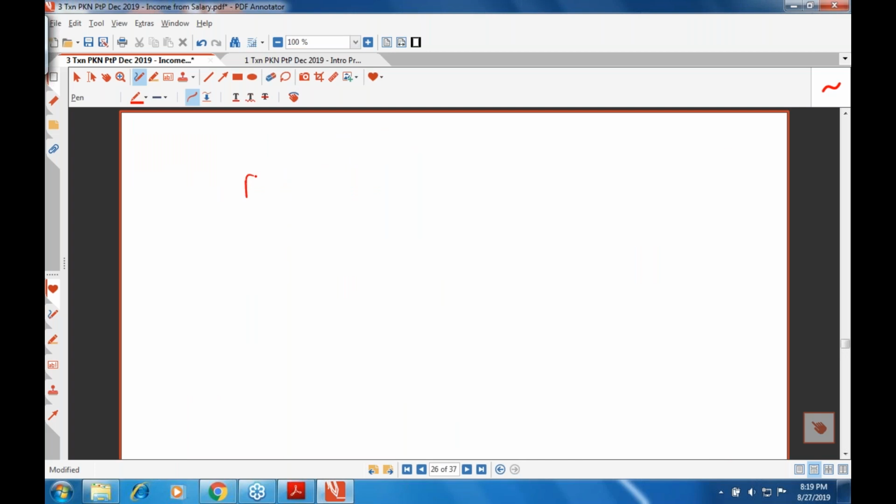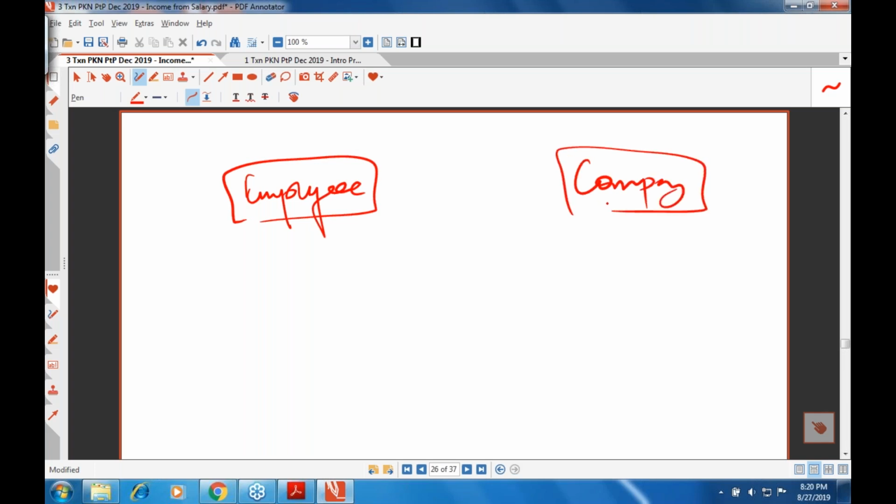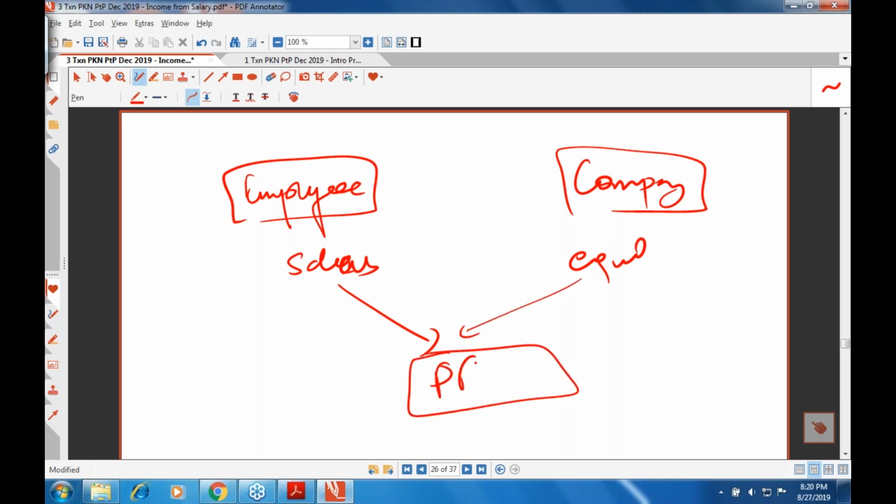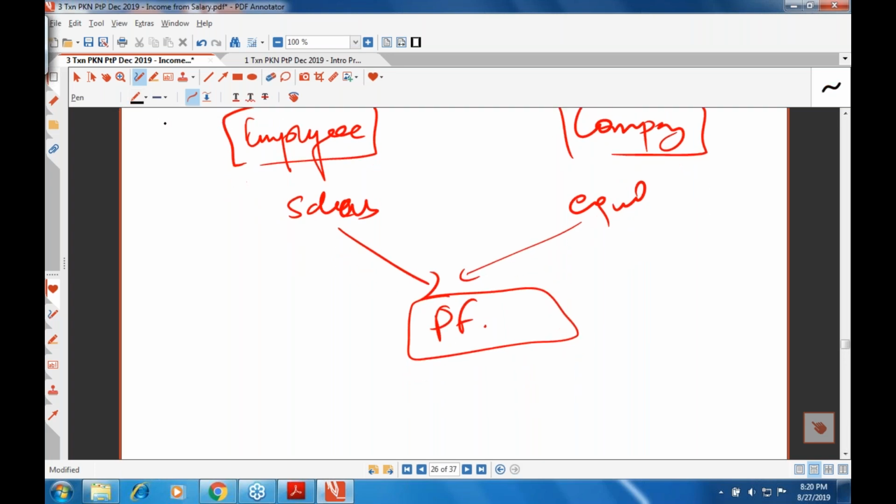Basically, this is the employee, and this is the company or the employer. A certain amount is deducted from the employee's salary. An equal amount is contributed by the employer, and this amount is contributed into a separate legal entity called the Provident Fund. For example, if 100,000 has been deducted from the employee's salary in the year, and 100,000 has been paid by the company, the Provident Fund now has 200,000.